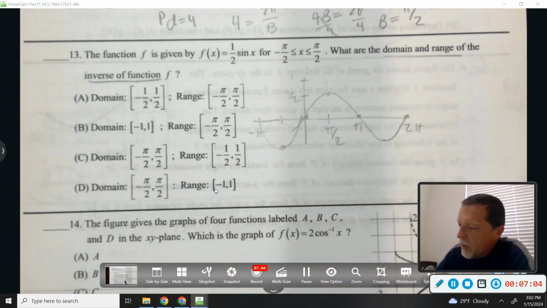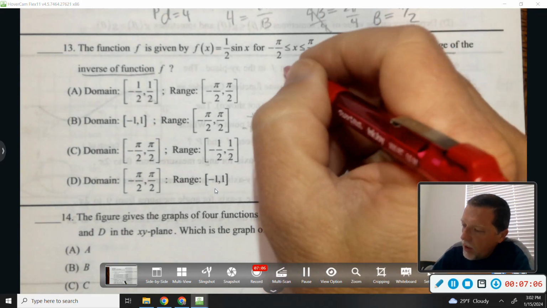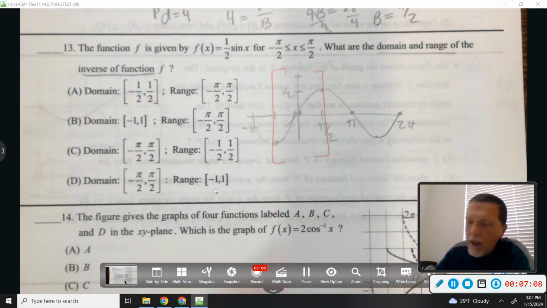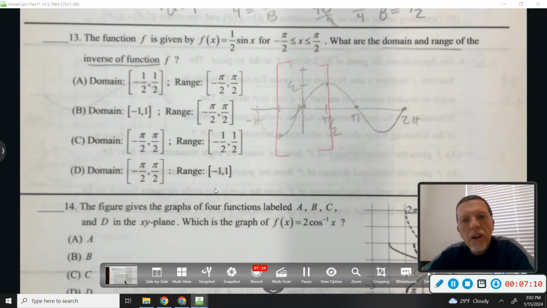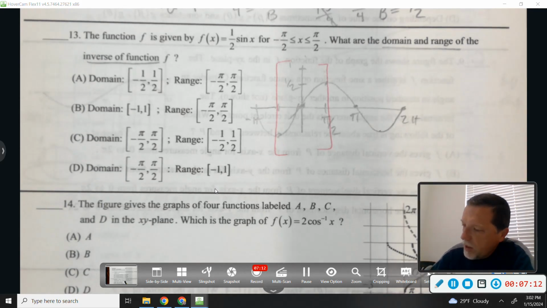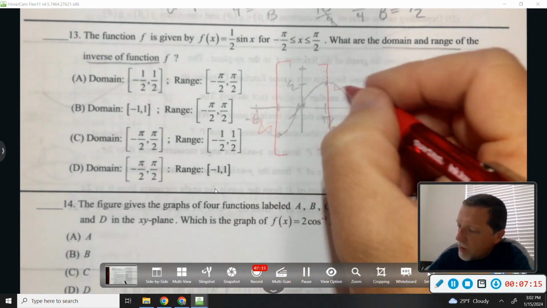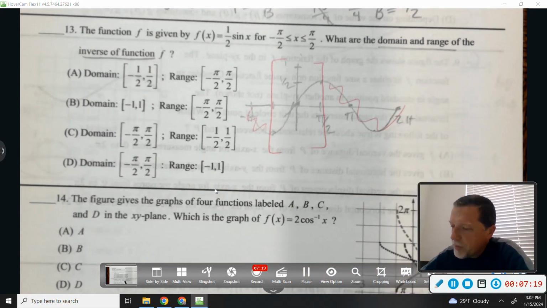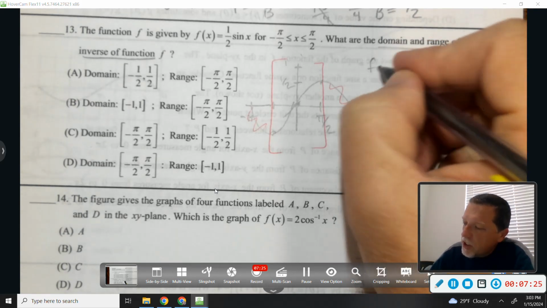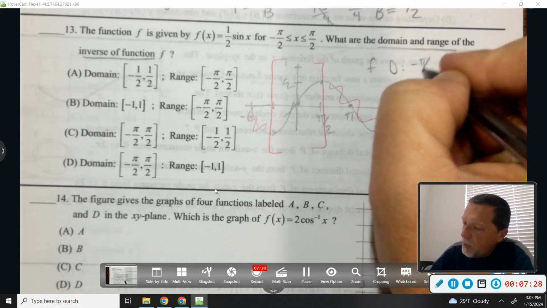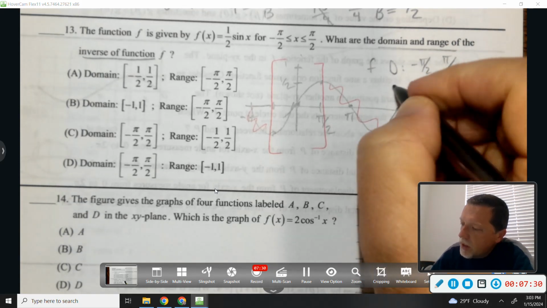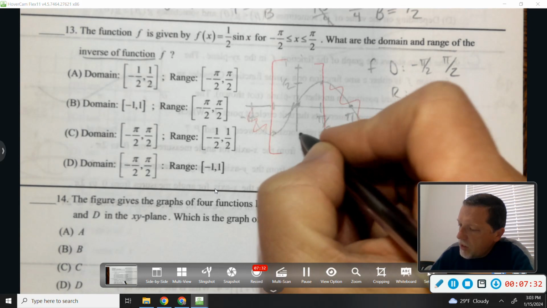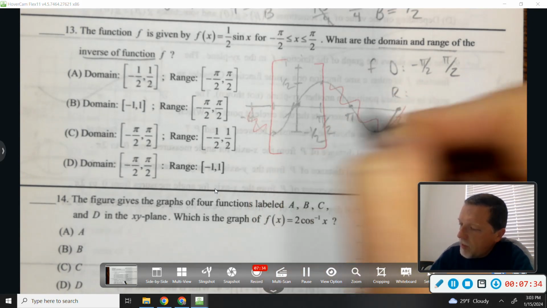Okay, so this makes sense. I only want to go from there to there. That would have an inverse because that's 1 to 1. So I could either erase the rest of it or scribble it out or whatever. So I want this portion of the graph. The domain and range of the inverse function. Okay, well, of the function, my domain is negative pi over 2 to pi over 2. The range is negative 1/2 to 1/2.